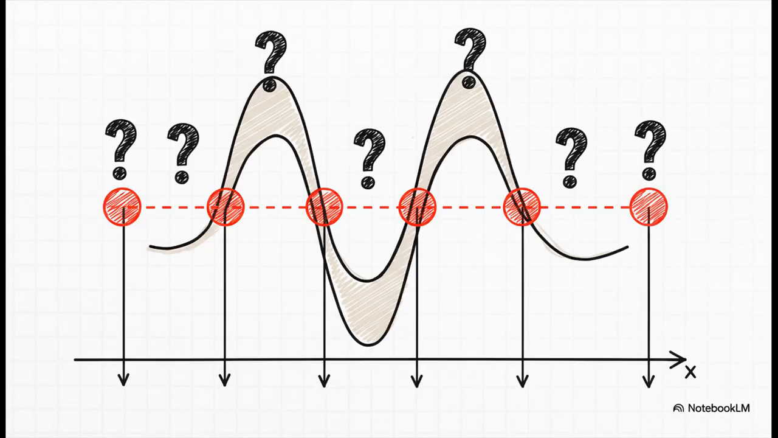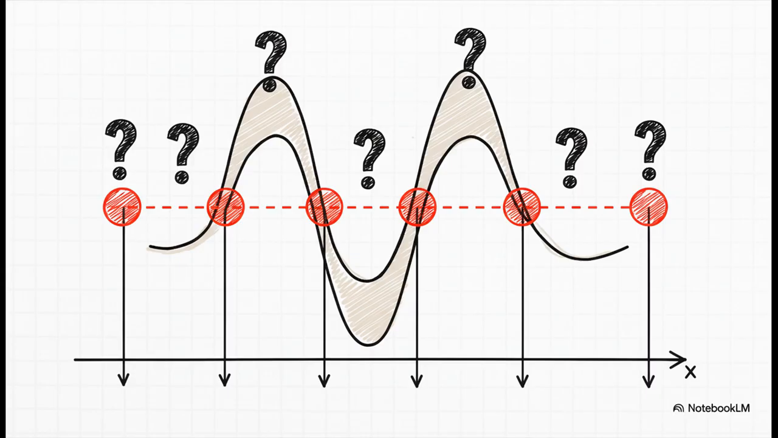And just look at this. The sine wave doesn't just fail the test, it fails spectacularly. A single horizontal line can hit it an infinite number of times. This creates a totally impossible situation for an inverse. Think about it. If we ask, what angle gives us a sine of 0.5? There are literally endless possible answers. This is the heart of our problem.